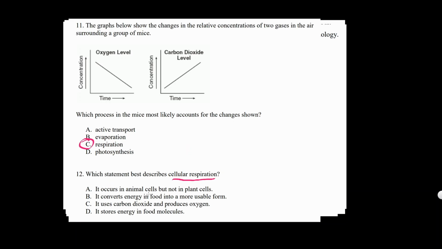A, it occurs in animal cells, but not in the plant cells. They need to grow as well, so they do cellular respiration on top of photosynthesis. B, it converts energy in food into a more usable form. That's ATP. So B must be it. Okay. C, it uses carbon dioxide. Nope, it produces carbon dioxide.